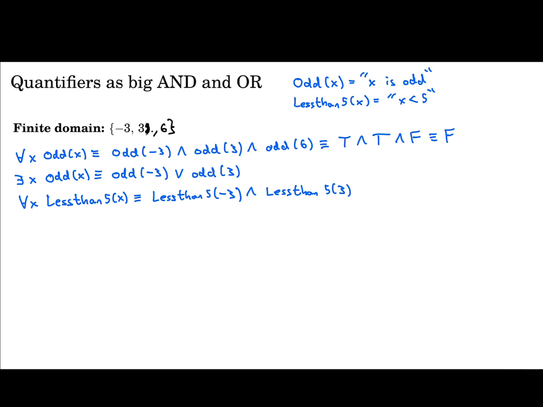Is it true that there exists? Well, of course, in this case, we'll have to add an or here, odd of 6. And so now we will have true or false. But the way or works, you just need to have at least one of them to be true. So this will just be true itself, right? And you can do the same in the bottom if you go for and less than 5 of 6. This will be false. So this will be true and false, which will be false.